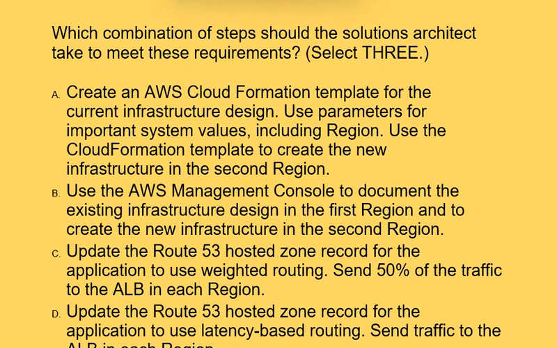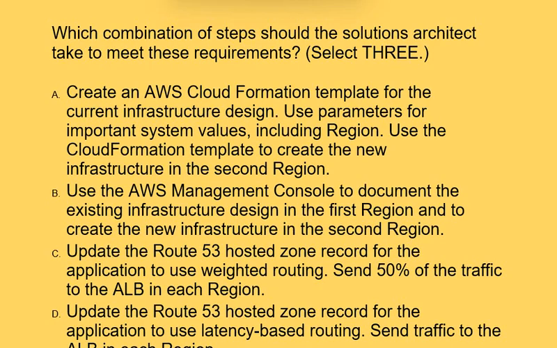Option A, create an AWS CloudFormation template for the current infrastructure design. Use parameters for important system values, including region. Use the CloudFormation template to create the new infrastructure in the second region. Option B, use the AWS Management Console to document the existing infrastructure design in the first region and to create the new infrastructure in the second region.